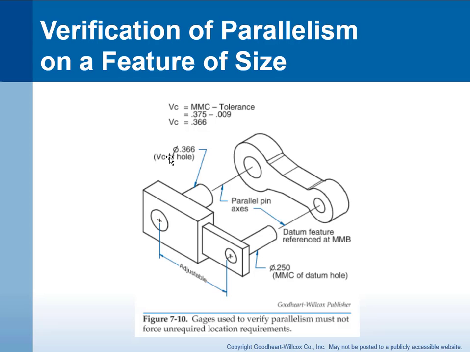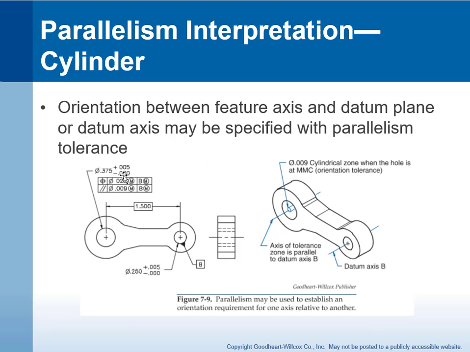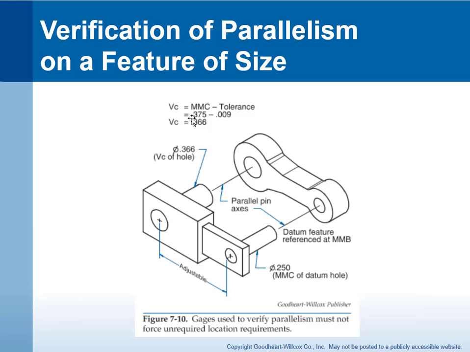And then the size of this gauge pin here will be the virtual condition, which will be 375, which is our maximum material condition, minus 9 thousandths here, which gives us 366. So there's our virtual condition of the hole. If this part fits on this gauge, with the adjustable pin to adjust for the location tolerances of the hole, we know we have achieved the parallelism of these features relative to each other. So that's how we would check parallelism of a feature of size.